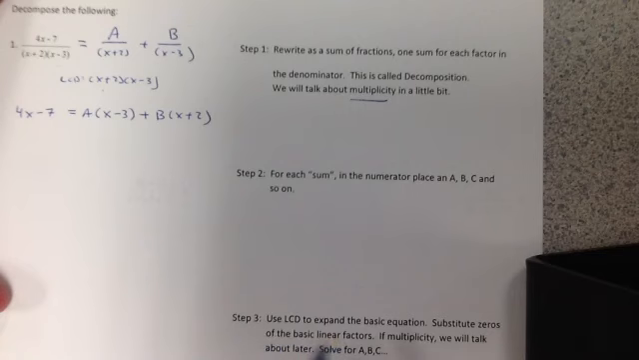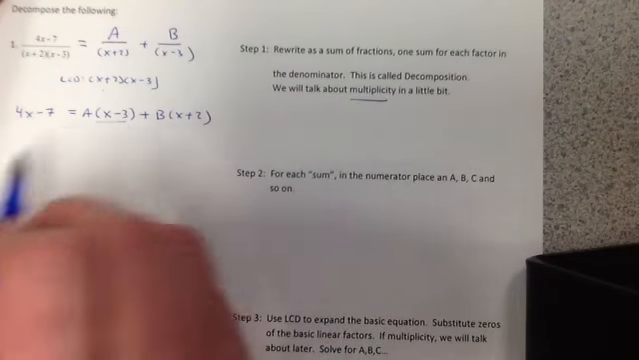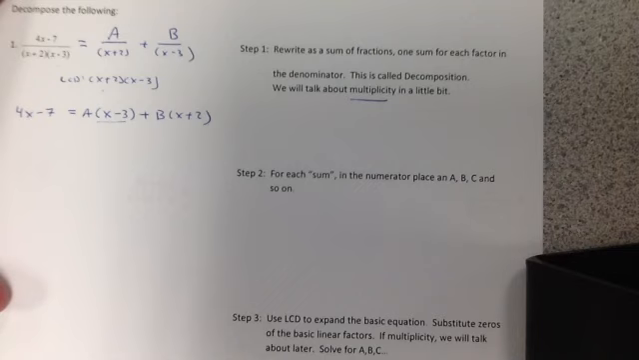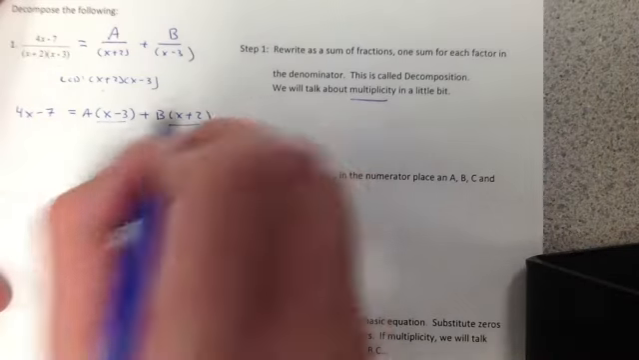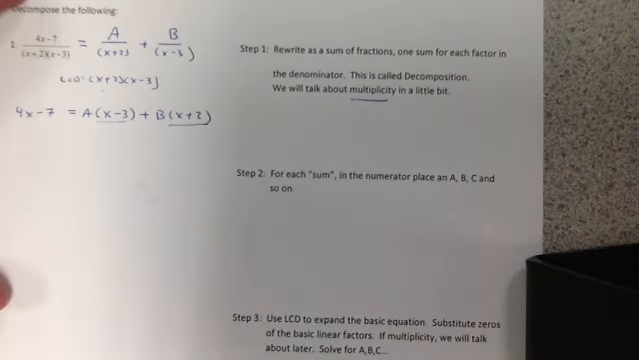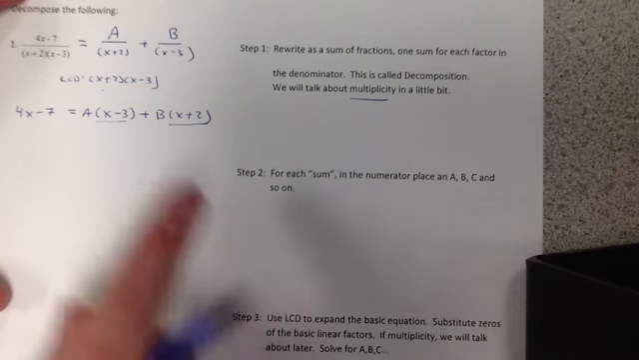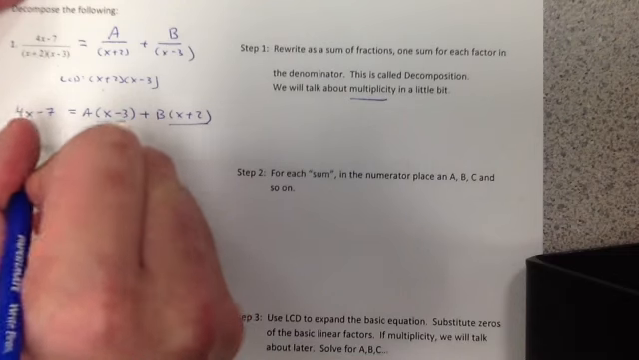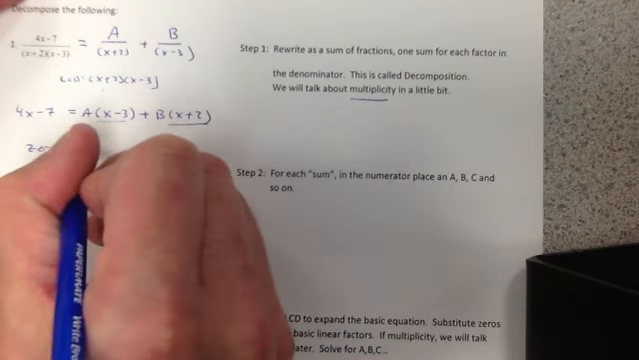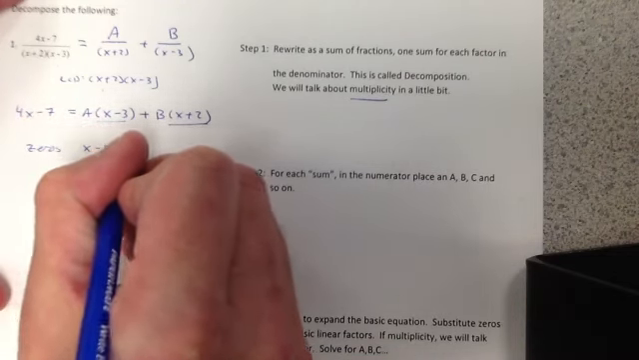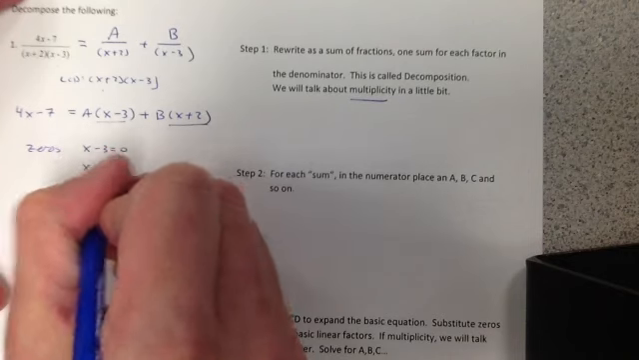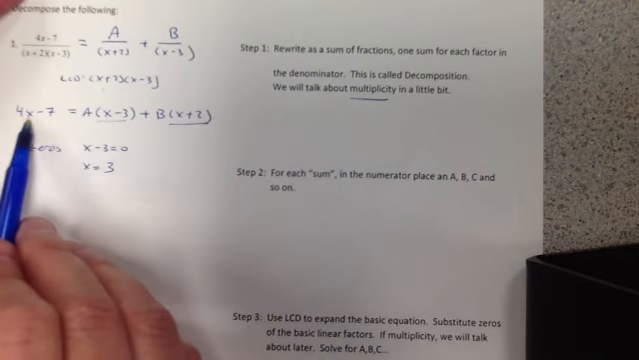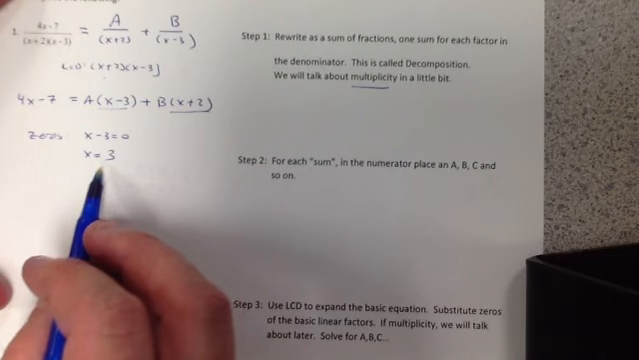Next, it says substitute zeros of the basic linear factors. So, for example, I want to look for the zero of x minus 3, which is 3. I want the zero for x plus 2, which is x equals negative 2. And we're going to use these to solve for A and B. So it's very simple. I look for the zeros. My first zero comes from x minus 3. Set that equal to 0. x equals 3. Now I'm going to substitute that 3 into my whole equation.